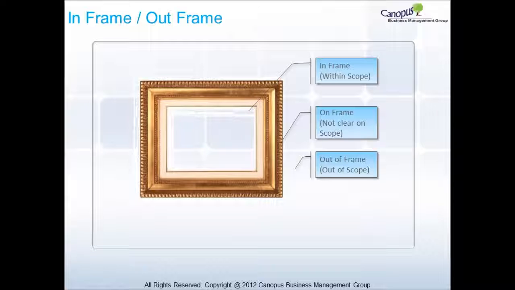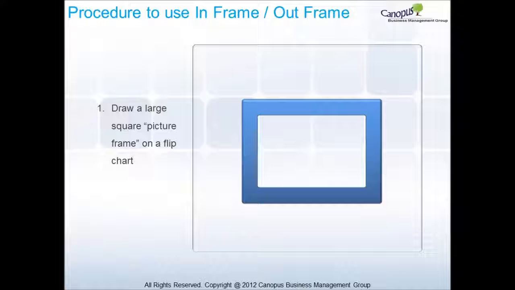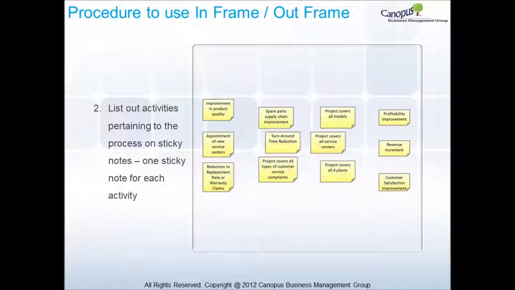Now that we know what goes into a project scope, let's look at the procedure to construct a project scope using in-frame, out-frame diagram. The first thing to do while constructing a project scope using in-frame, out-frame diagram is to draw a large square picture frame on a flip chart. Then, we list out activities pertaining to the process on sticky notes, one sticky note for each activity.